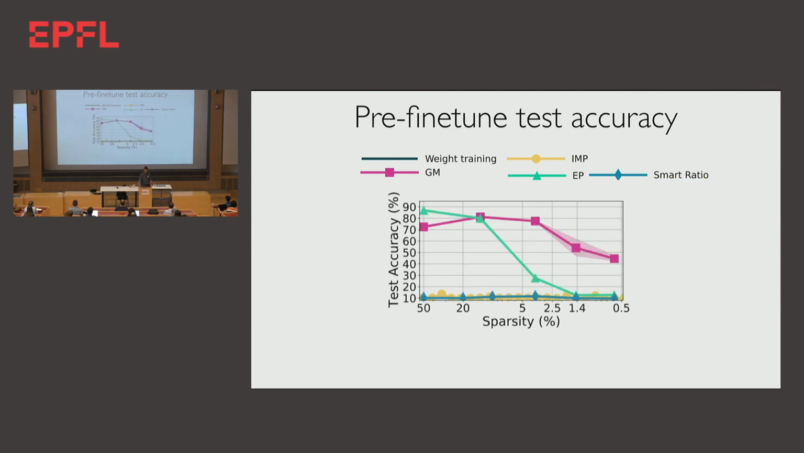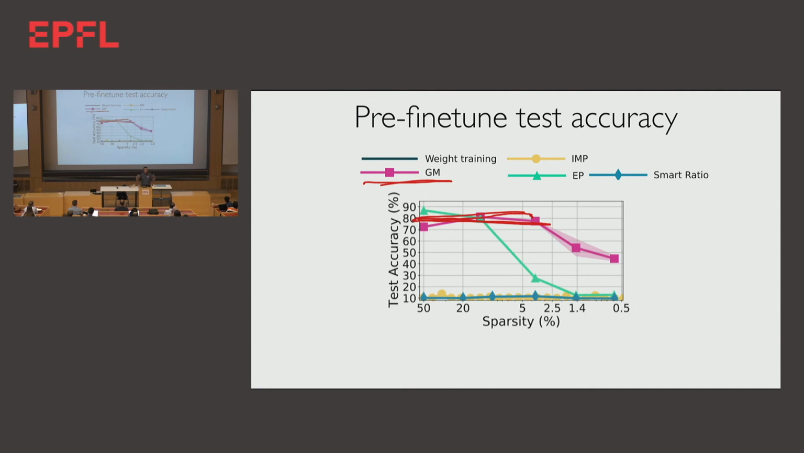The pre-fine-tune accuracy, what does pre-fine-tune mean? I find the sparse subnetwork at initialization and look at its accuracy without even training. Before doing any training, you will see that GEM-Miner, or the rare gems, have pretty significant accuracy, like at sparsity 5% or so, you have accuracy around 80%. This is before training the weights.